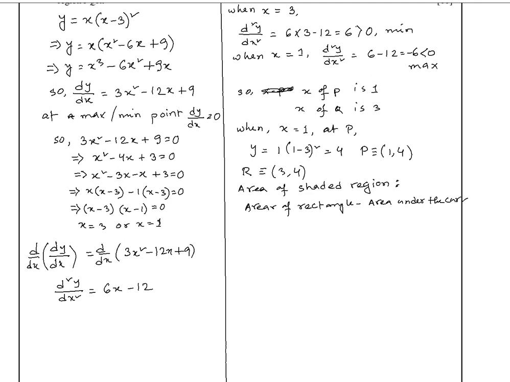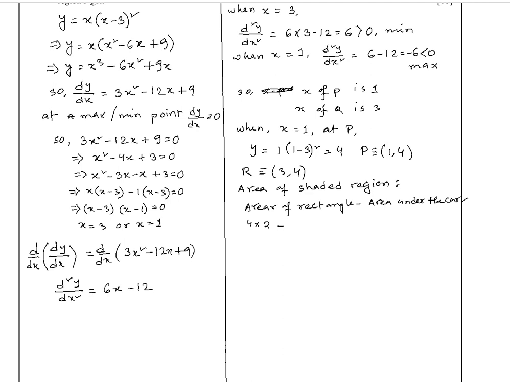Here the area of the rectangle is QR times PR. So we need to find the length of QR. The y coordinate of R is 4 and the y coordinate of Q is 0, so QR is 4. Now we need to find the length of PR, which is 3 minus 1, that is 2. So the area of the rectangle is 4 times 2.